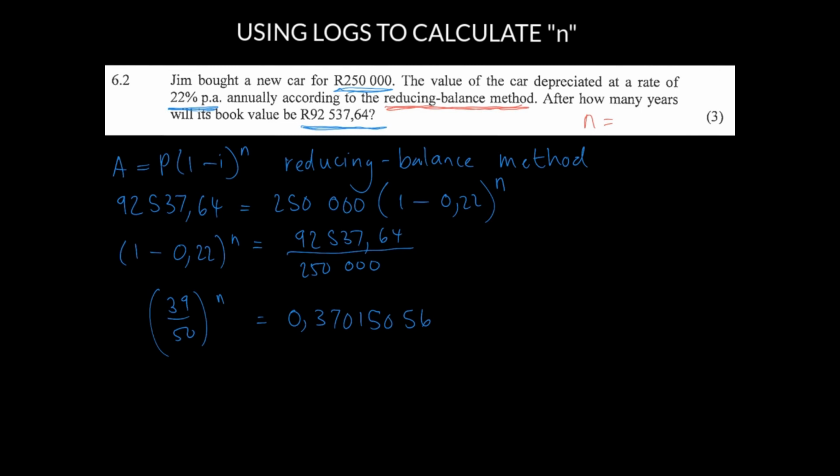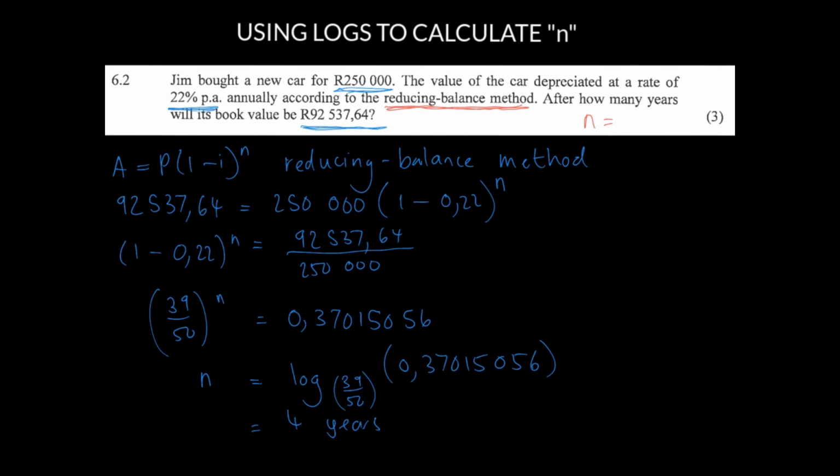This works as follows. So n, my exponent, is equal to log base, the base is 39 over 50, and then I'm going to write my number in full. So putting that in would leave me with this. I'm going to use the log button on my calculator, and I'm going to calculate this, and it ends up being 4 years exactly.